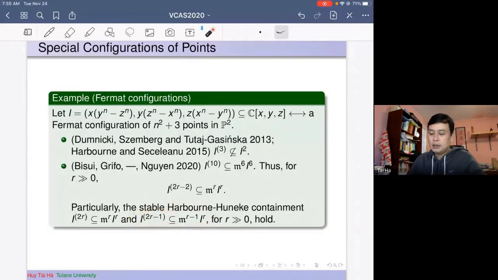As you can see, the trick here is we have to find the right containment. Okay, and it may not be exactly what's given in Harbourne and Huneke's statements.